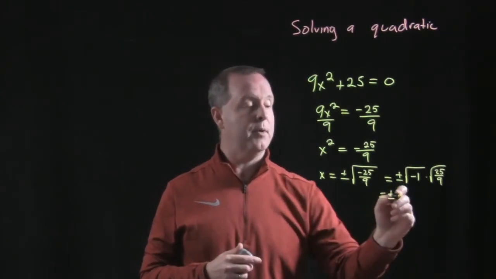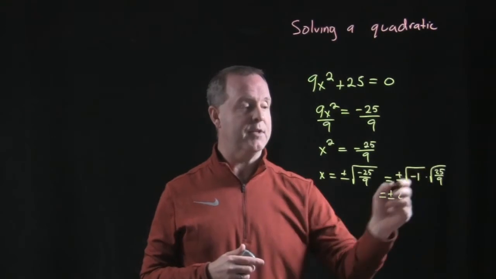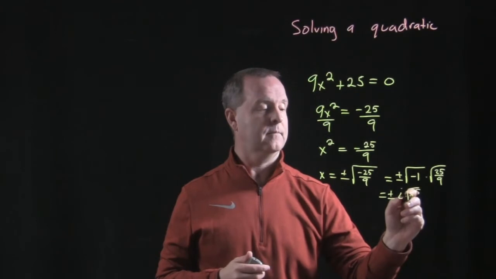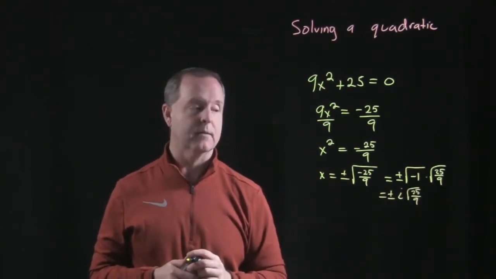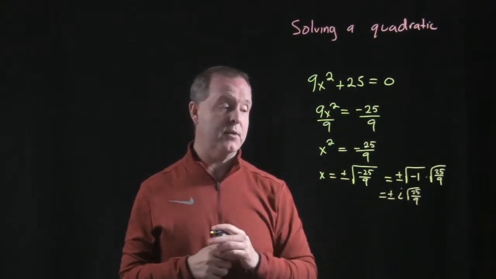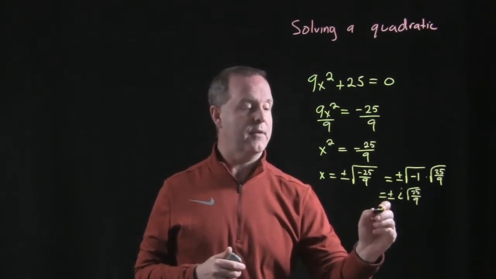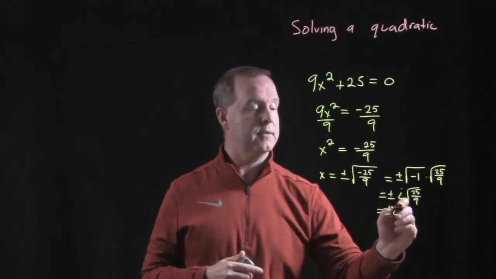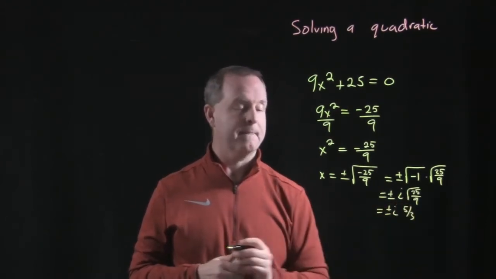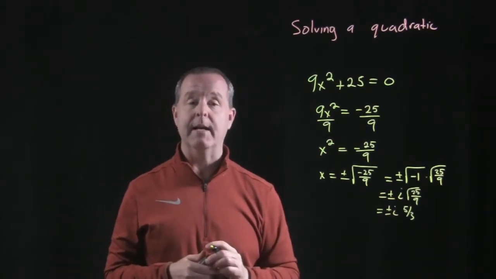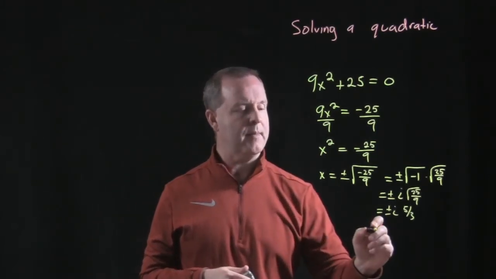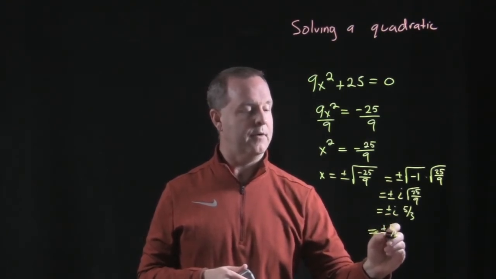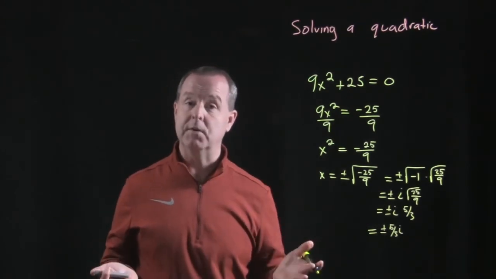Because the square root of negative 1 produces an i, and then I have the square root of 25 ninths as that next part. The square root of 25 ninths does reduce down, so let's take another step here. So plus or minus i times the square root of 25 ninths, which is 5/3. Now I can clean it up a little bit and get my final answer. Probably we might prefer to write it as plus or minus 5/3 i.